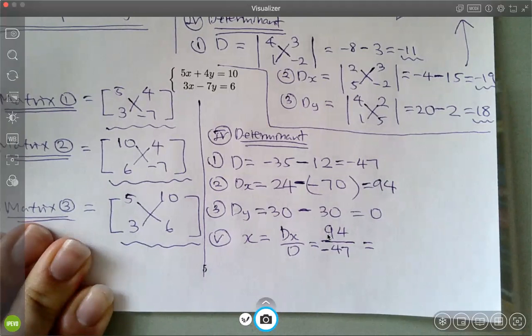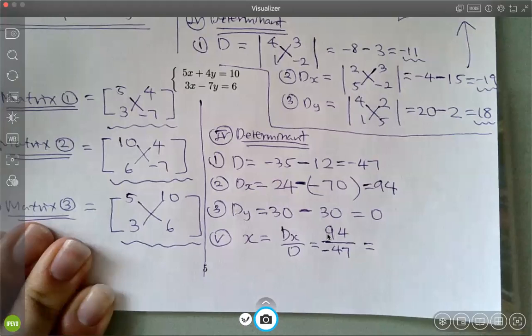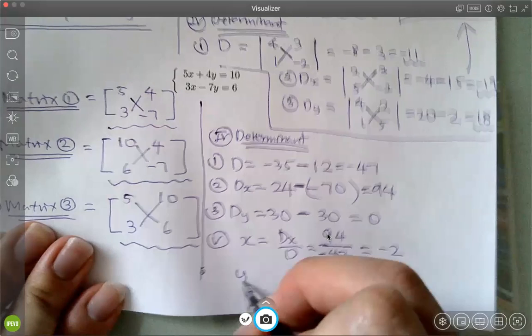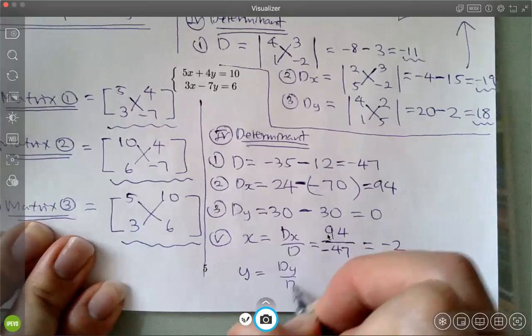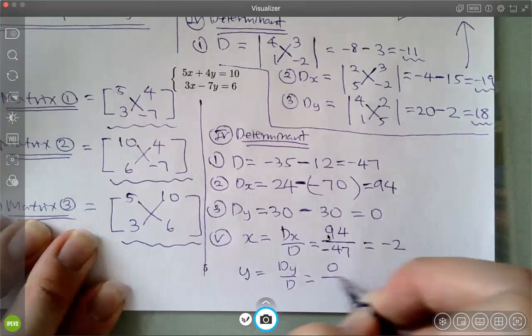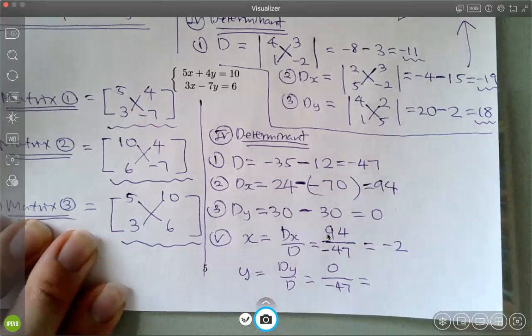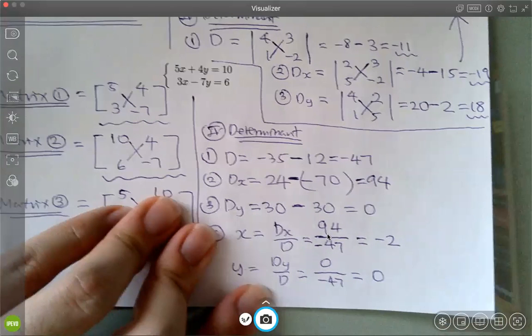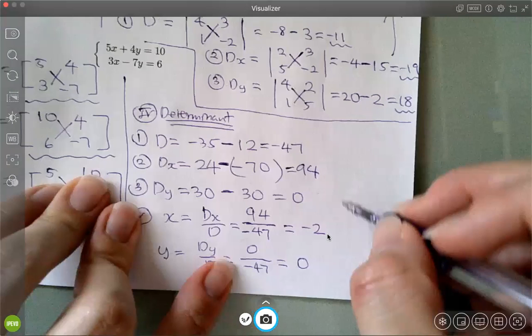-2, right? Yes. Okay, so this is equal to -2. And then y is dy over d, so that means 0 over negative 47. Now, what is 0 over negative 47 equal to? 0, right? Yes, it's not undefined, or negative 47, right? Okay, so what is the answer here? The answer is negative 2 comma 0.